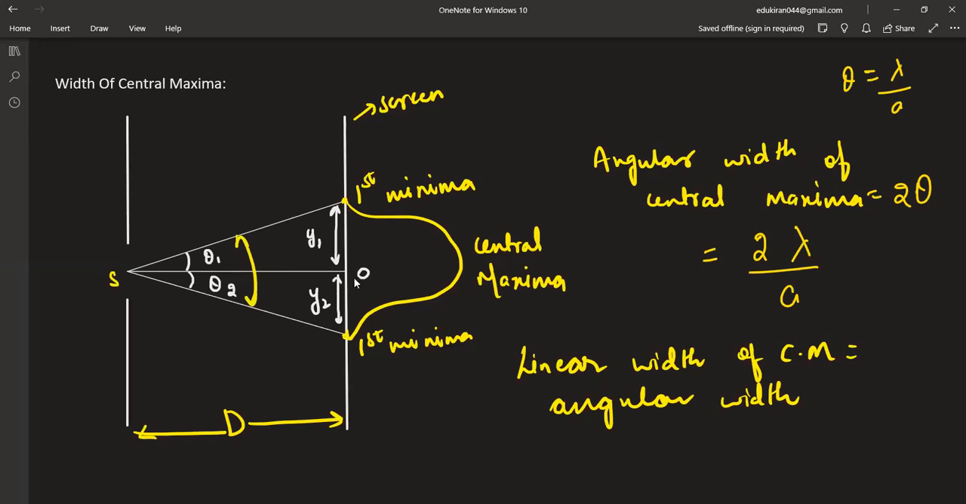Linear width of central maxima, if we calculate. Whenever we are calculating linear width, if we have an arc also, we multiply the separation, that is the length, with the angle we get. Understand? The way you have the formula, length of arc is equal to radius times theta, L equals r theta. So same here: this is angular width multiplied by the separation. So that is 2 lambda D by a. Write it down. This formula also you have to remember. Now only basics are left.